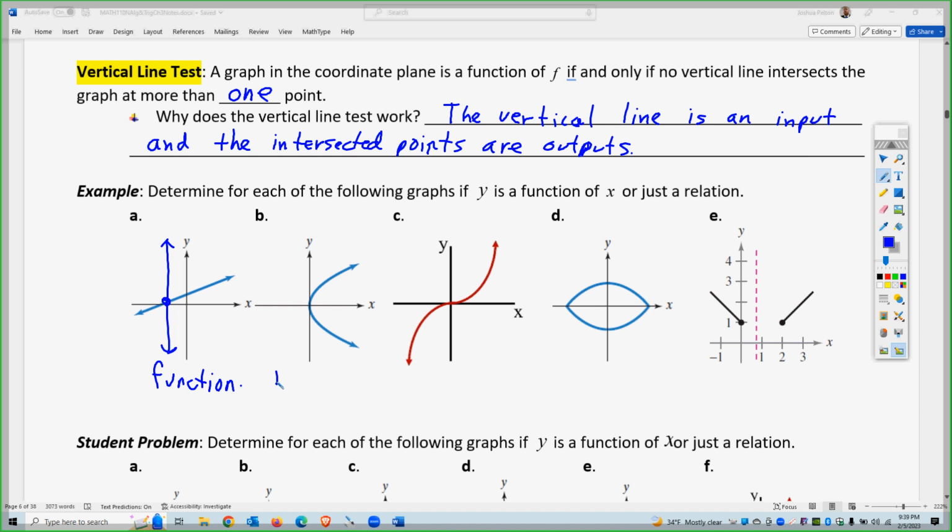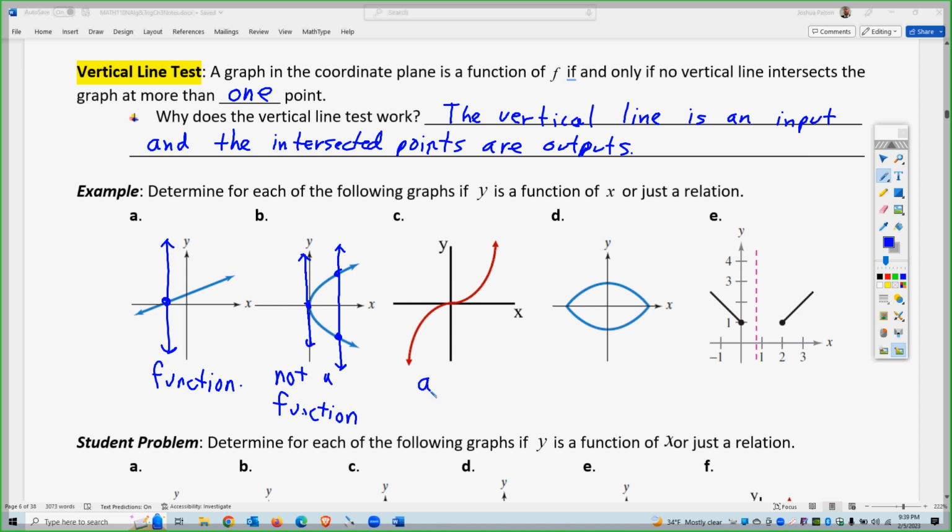Okay, this is not a function. And the question is, why is that? If I draw a vertical line, I can get more than 1 point, so it fails the vertical line test. Well, you might say to yourself, what if I draw one right here? That only intersects once, but it has to be no vertical line. Just because you can make some vertical lines that work, it has to work for all vertical lines.